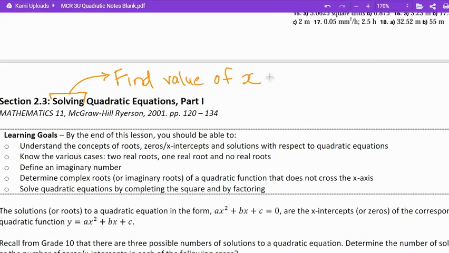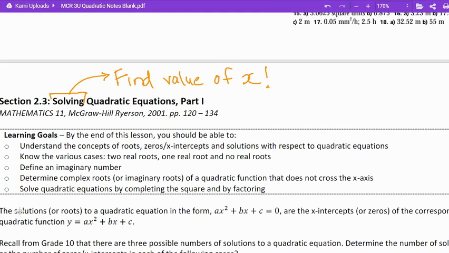Find value of x, y, z. Find the value of variable. Luke, that is all solve means. So if you see the word solve, you're going to be getting an equation because you can't find the value without an equal sign. So you can only solve equations and you can simplify expressions, right?